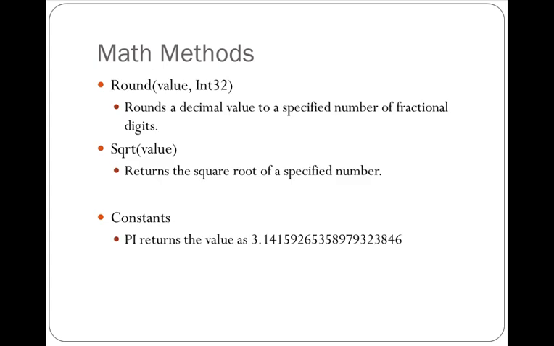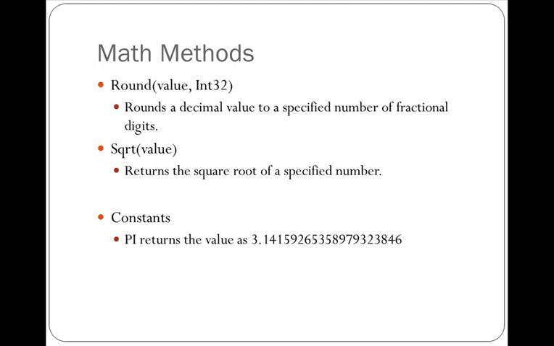And then one that you may not have seen before is the round that takes two arguments. It takes a value that you want to round, probably a floating value of some sort, and then you specify through the int32 how many fractional digits should be displayed. So if you're getting something like pi and you wanted to confine that to two decimal places, you would pass pi in as the value, 2 in for the int32, and it would come back as 3.14.